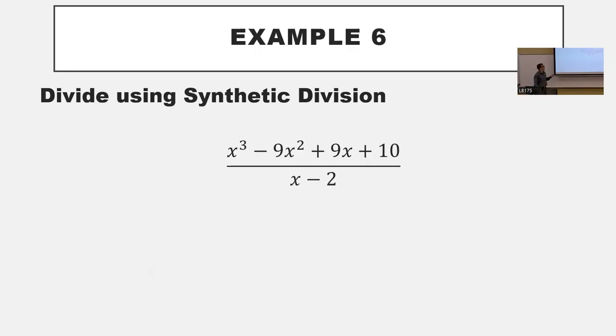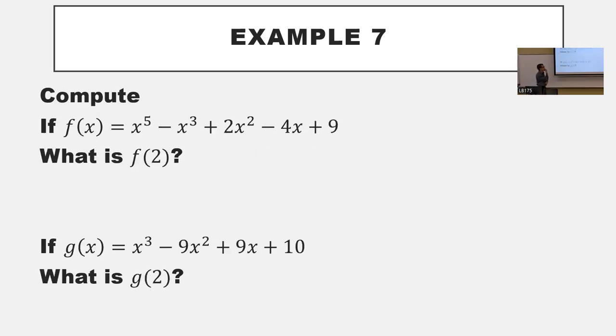When we took x to the third minus 9x squared plus 9x plus 10, and we divided by x minus 2, we got a polynomial with remainder 0. And we saw that when we plugged in 2 into each of those functions, it happened to give us the remainder. So f of 2 was equal to the remainder of 33. And g of 2 was equal to remainder 0. When I say the remainder, I mean the remainder after division, obviously.